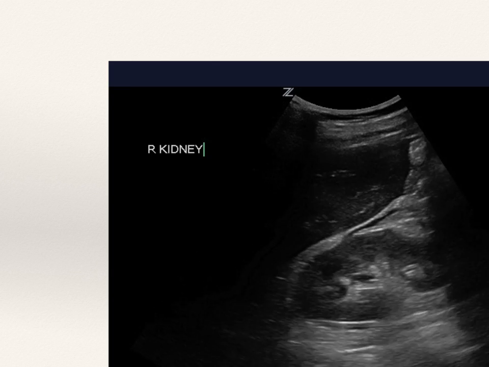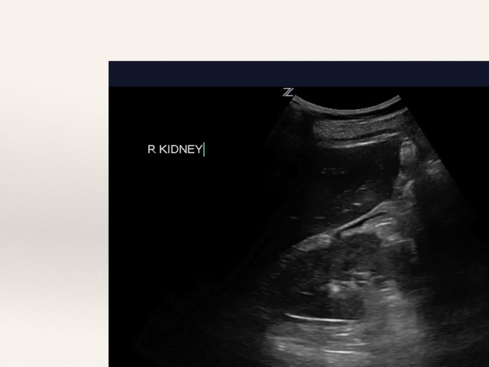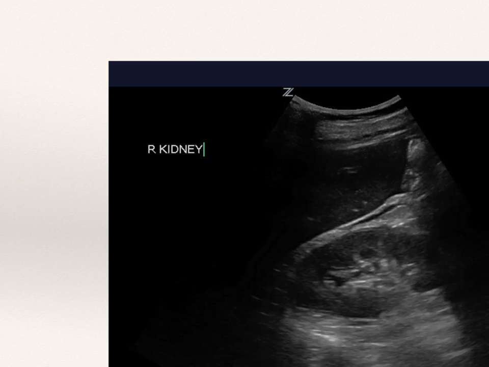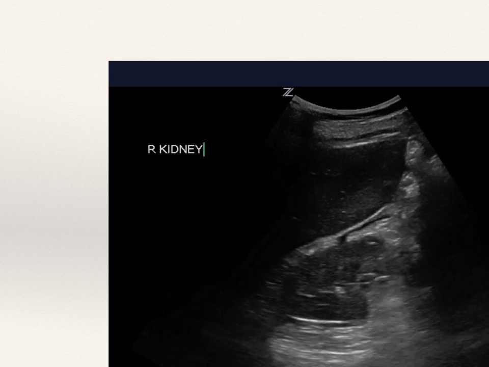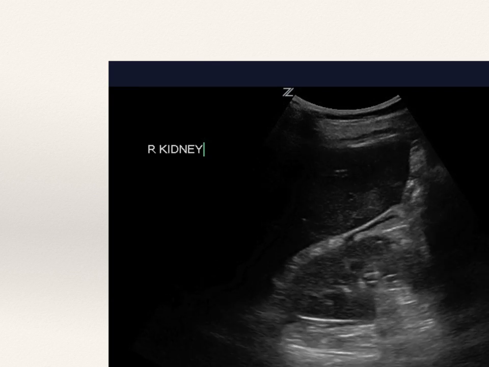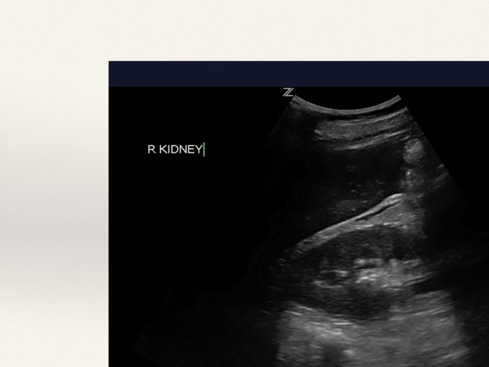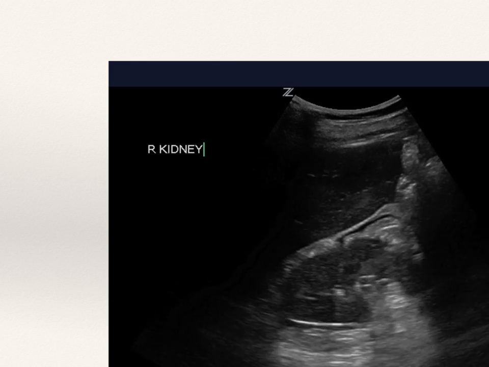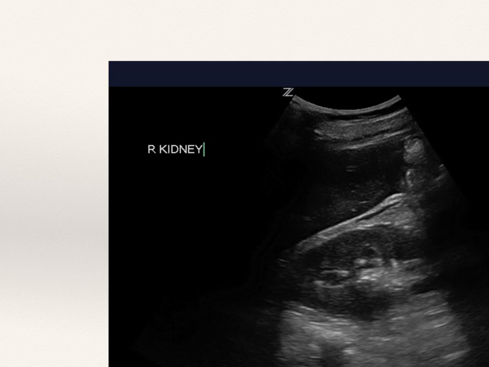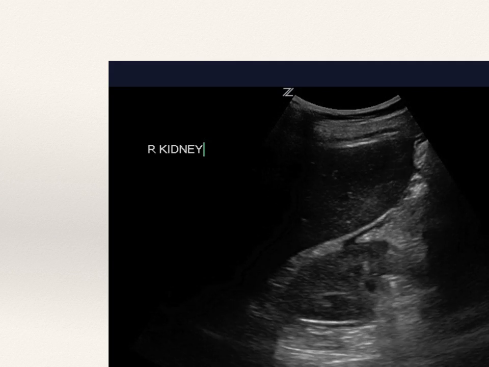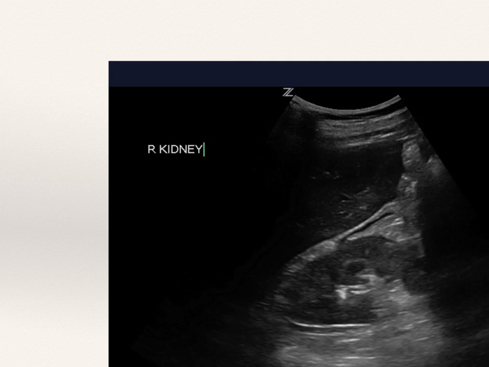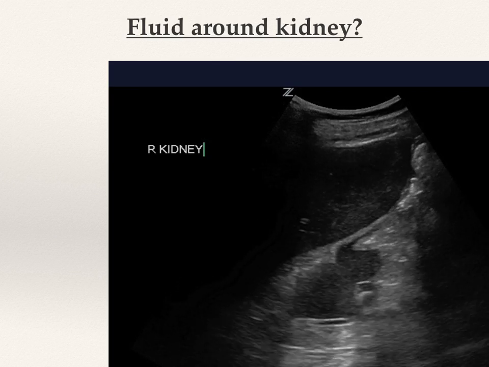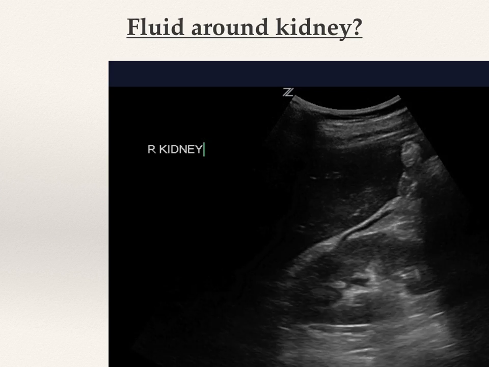Yep, you're right. And it's Gerota's or Gerota's fascia. And you're right, we have this thin strip right here. And you can see it kind of track around even a little bit right down here. And there might even be a little bit medially here. That fascia is going to encompass all of the perinephric fat. So if the fluid's around the perinephric fat, it's got to be contained within that space around the kidney. So you're right, it's fluid around the kidney. The differential diagnosis for this?